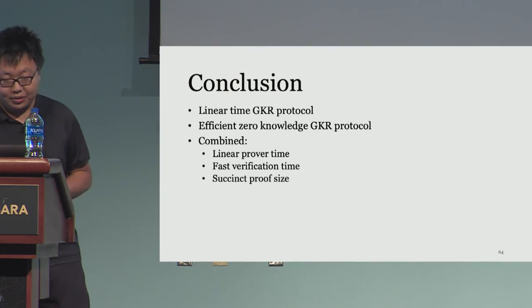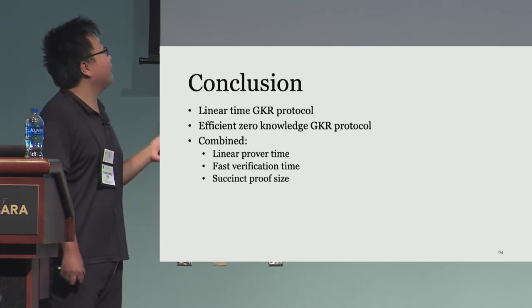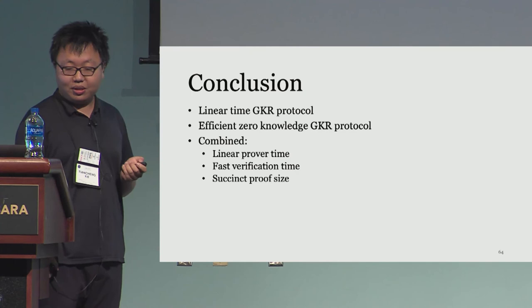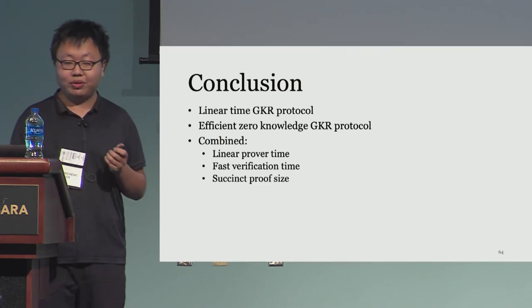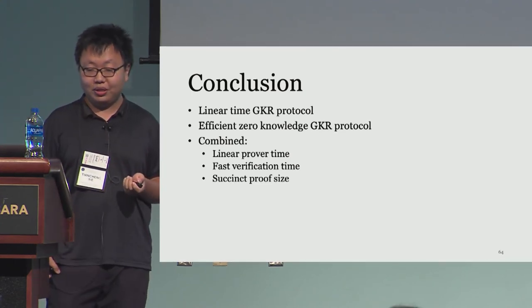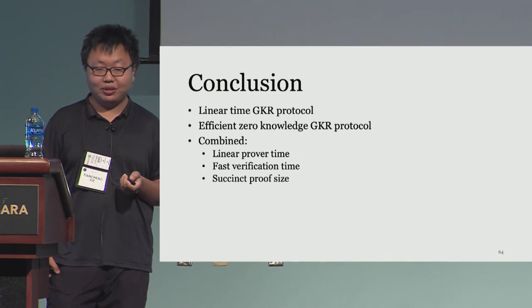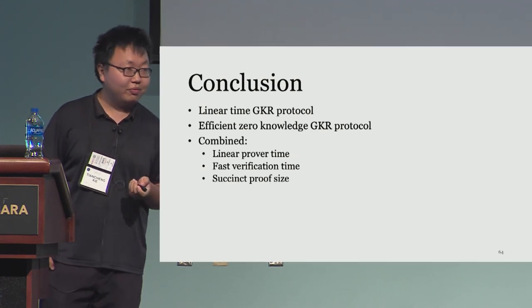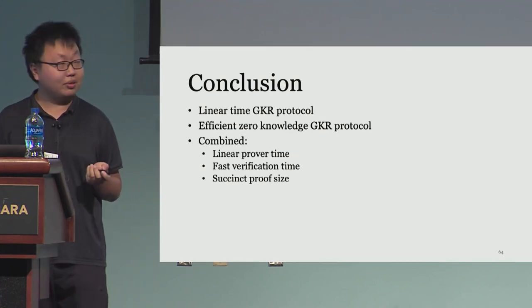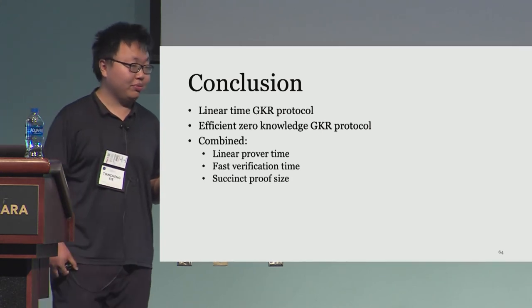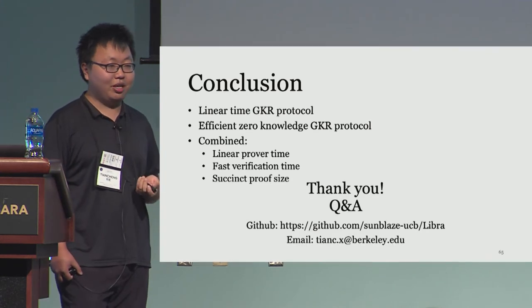Finally, here comes the conclusion. We have a linear time prover. We have an efficient zero knowledge conversion for the GKR protocol. Combined, we have a linear prover, fast verification, succinct proof size, zero knowledge proof system. Thank you. I'm happy to take questions.